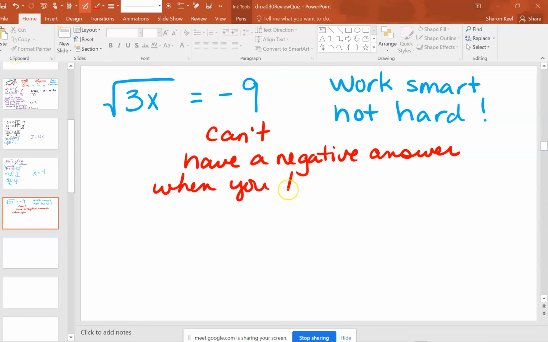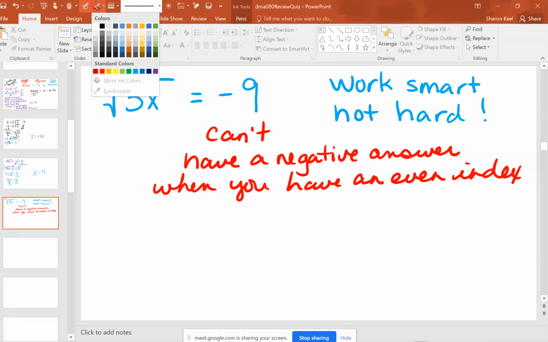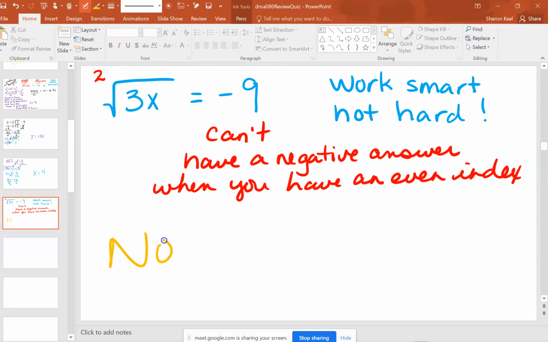when you have an even index. And if it's the square root of something, the index is even. Anyway, if the answer under here were negative 9, that would give you a positive. So there can't be technically a negative solution. An odd index can have negative answers, but not an even one. So for this particular problem, you're going to give no solution as your answer, because I want you to recognize square roots can't have a negative answer.